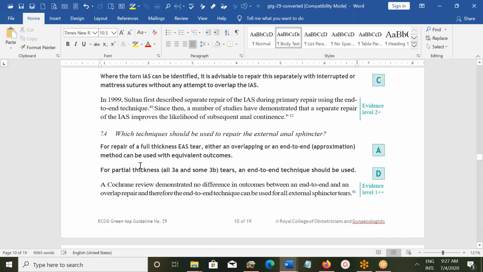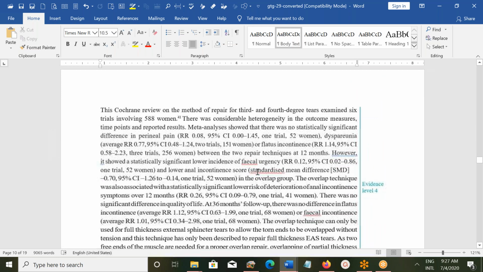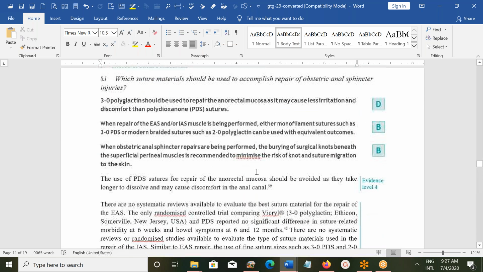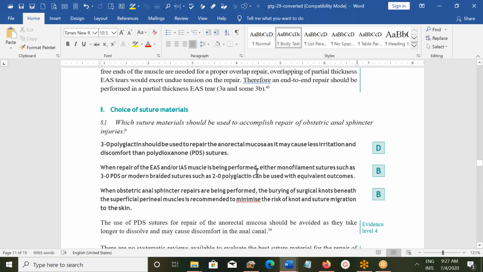For the external anal sphincter, what can be done? Either an overlapping or an end-to-end technique, that is just approximation. These methods can be used and they both are going to give you equivalent results. If there are partial thickness tears like 3A and some 3B, then the end-to-end technique should be used. All of these findings and recommendations are based on the studies. Important from the exam viewpoint, they want to ask you what sort of suture material you are going to use.